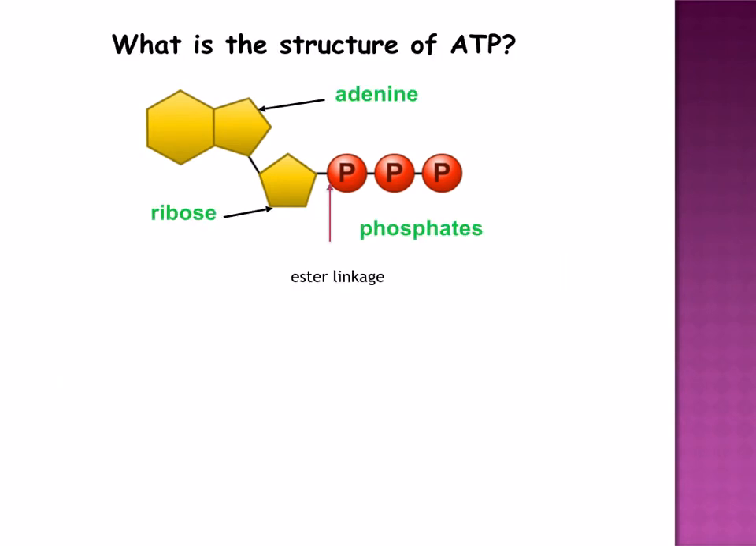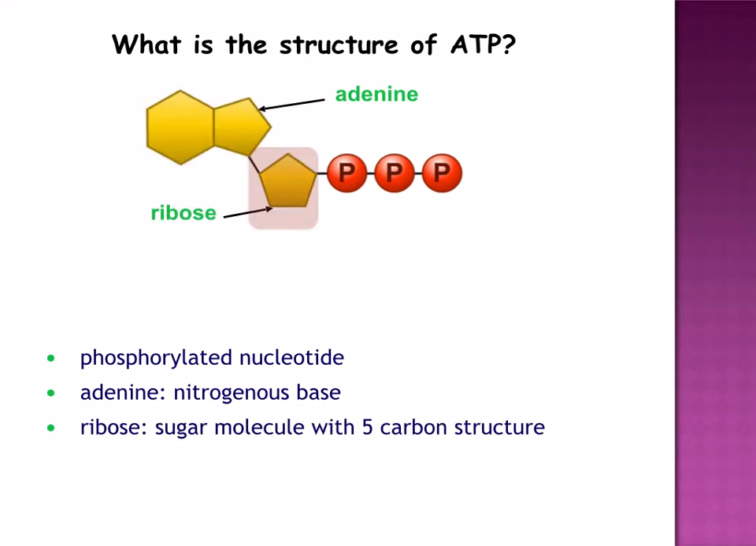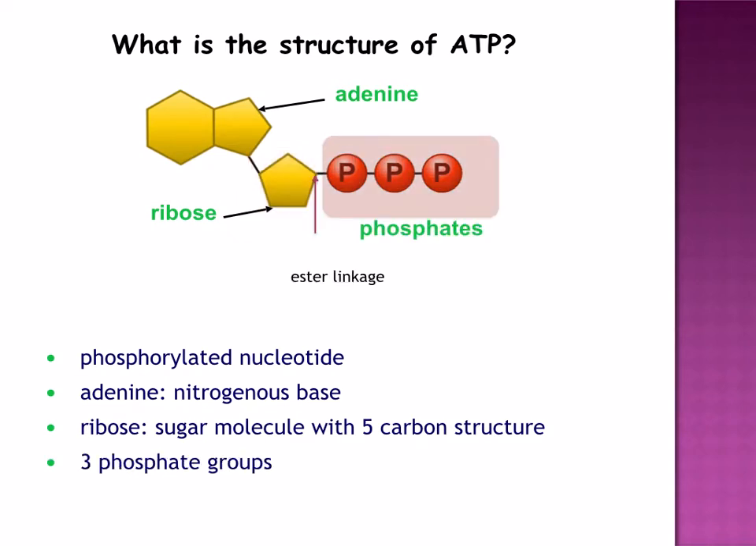So what is the structure of ATP? Well, we say that ATP is a phosphorylated nucleotide, and it's got three different parts that you need to know. There's adenine, which is a nitrogenous base belonging to the group called purines. Then there's a ribose, which is a sugar molecule with a 5-carbon structure. This acts as the backbone to which the other parts are attached. And then you've got 3 phosphate groups.